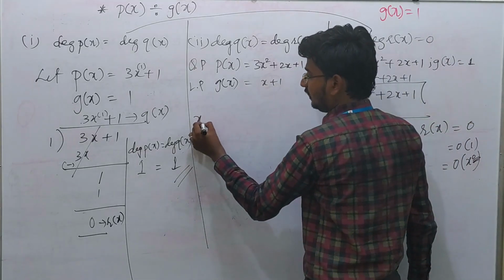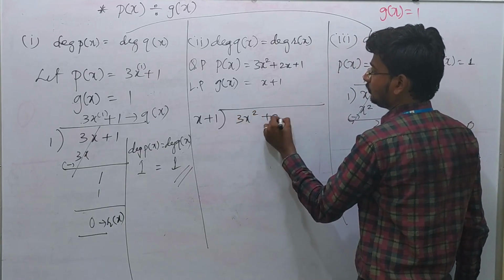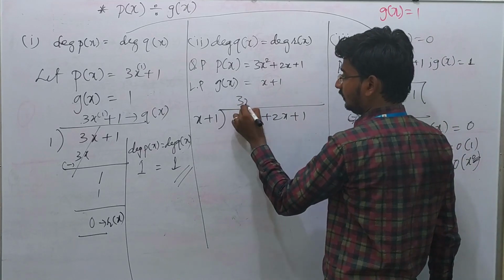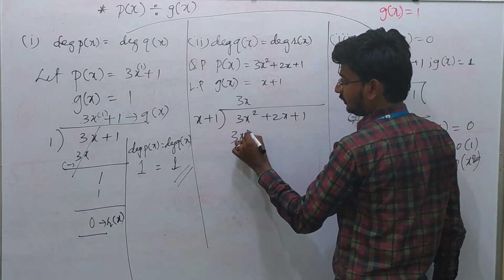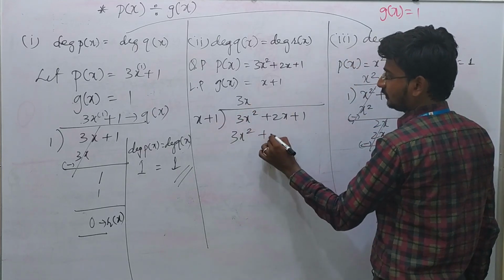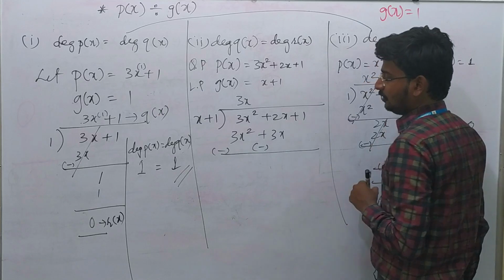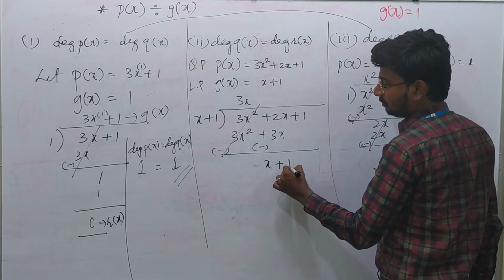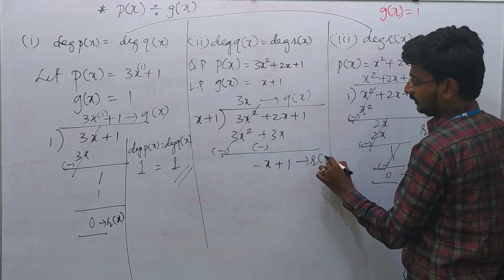Now divide 3x square plus 2x plus 1 by x plus 1. Here it is 3x square, here it is x. What will I multiply? I will multiply by 3x. 3x into x, 3x square. 3x into 1, 3x. Change the sign, minus, minus. These two cancel. 2x minus 3x will be minus x plus 1. This is q of x. This is r of x.